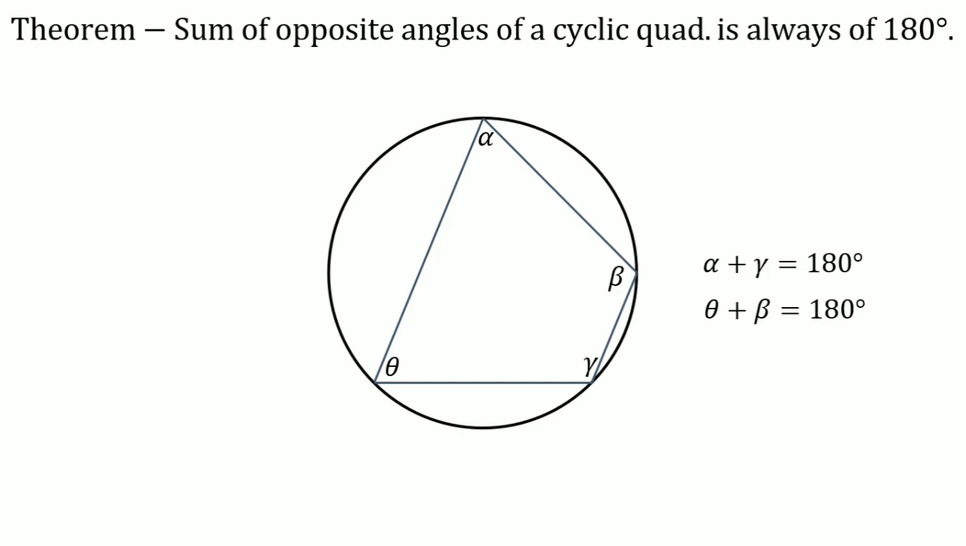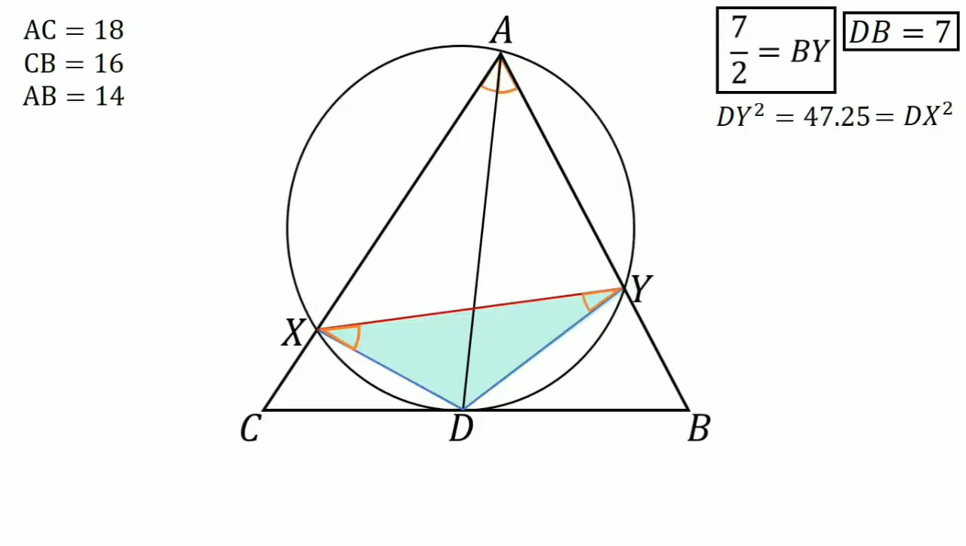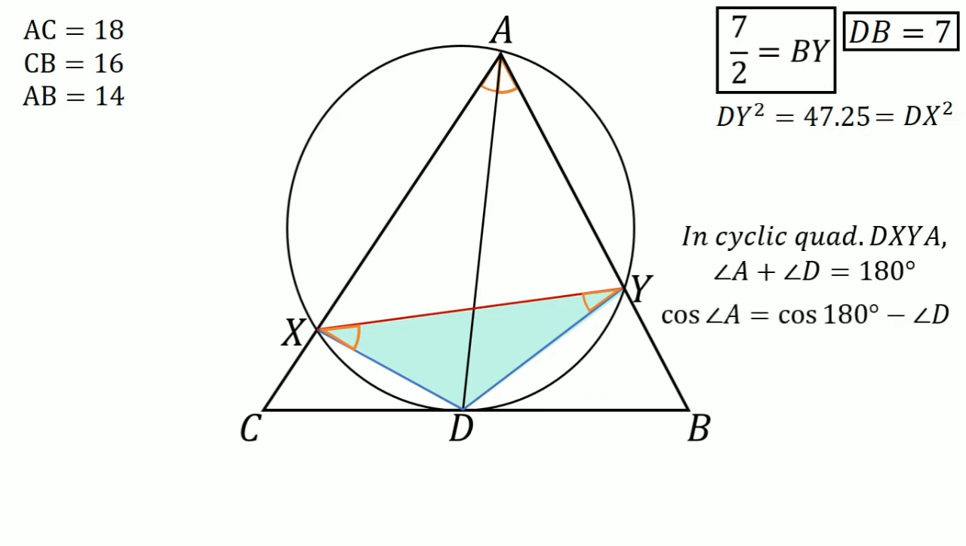So by this theorem, we can say in cyclic quadrilateral DXYA, angle A plus angle D is equal to 180 degrees. So we can say cosine of angle A is equal to cosine of 180 degrees minus angle D. So cosine of A by the cosine law in our whole triangle ACB is equal to 18 squared plus 14 squared minus 16 squared, divided by 2 times 18 times 14. We can write this also like this.